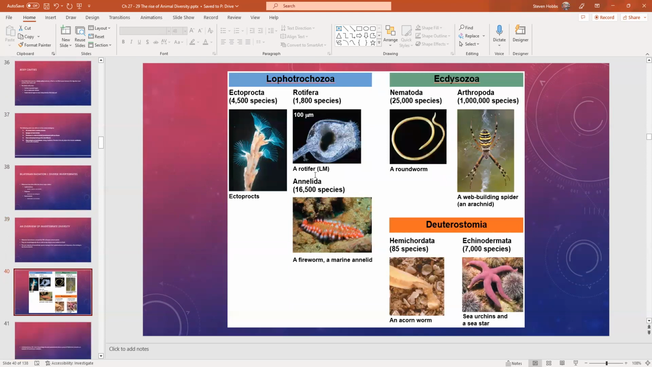So for example, these little rotifers here, Ectoprocta, and a fireworm, those are all Lophotrochozoa. We've got a roundworm, and our arachnids here, we've got Arthropoda. Those are both Ecdysozoa. And then the Deuterostomia: starfish and chordates.